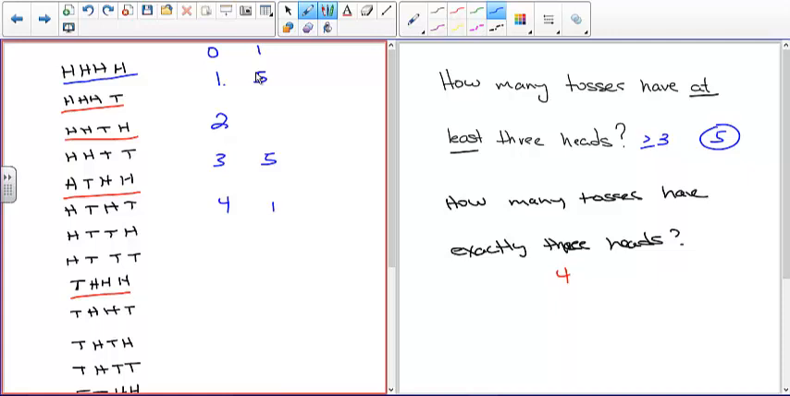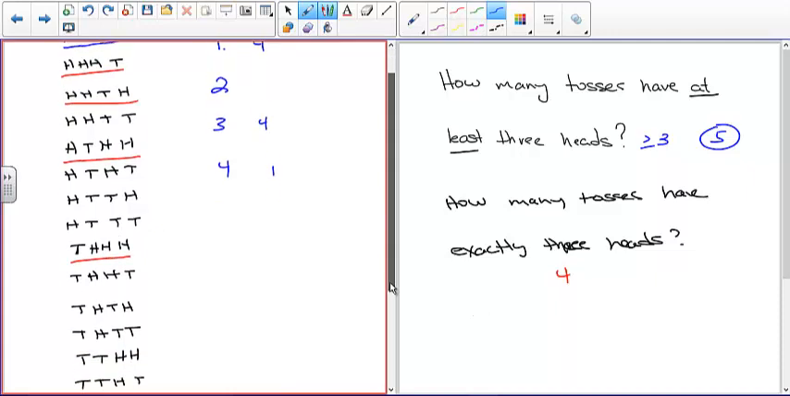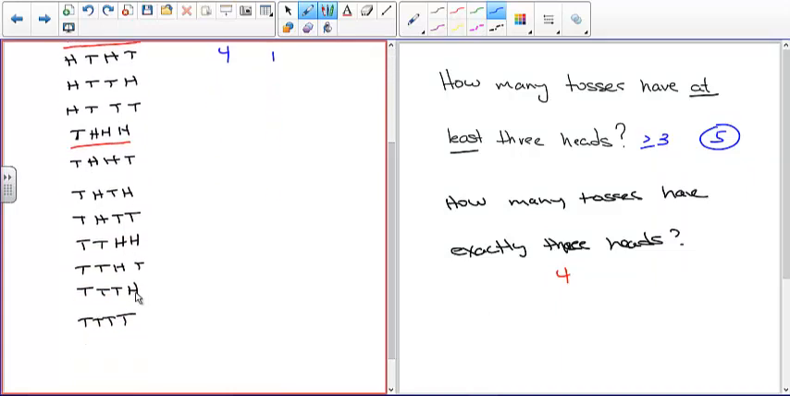Is that true? No. This was a 4. I don't know where I got the 5 from. So there were 4 that had exactly 3 heads. There's 4 that have exactly 1 head. You can see that here. Which ones? The ones down here. This has 1 head. This has 1 head. This has 1 head. And there's one other one. This has 1 head. So those are 4.